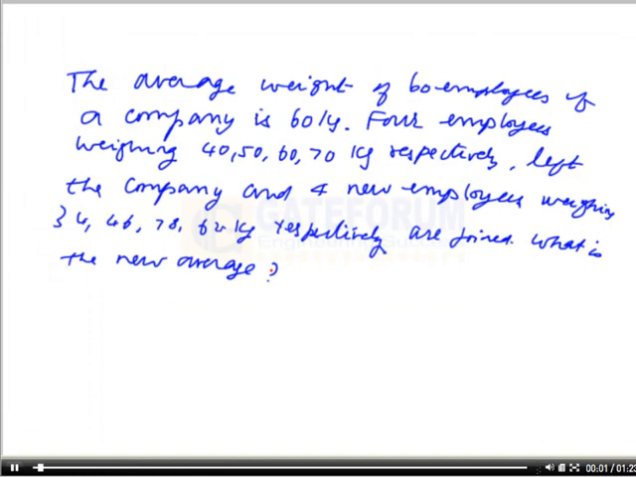The average weight of 60 employees of a company is 60 kg. 4 employees weighing 40, 50, 60, 70 kg respectively left the company, and 4 new employees weighing 34, 46, 78, 62 kg respectively joined. What is the new average?